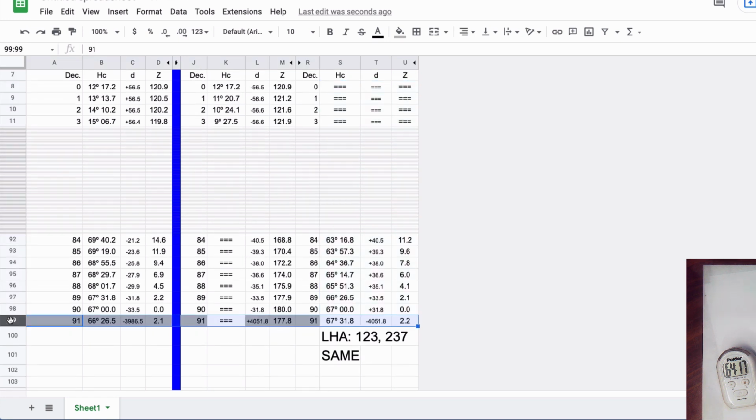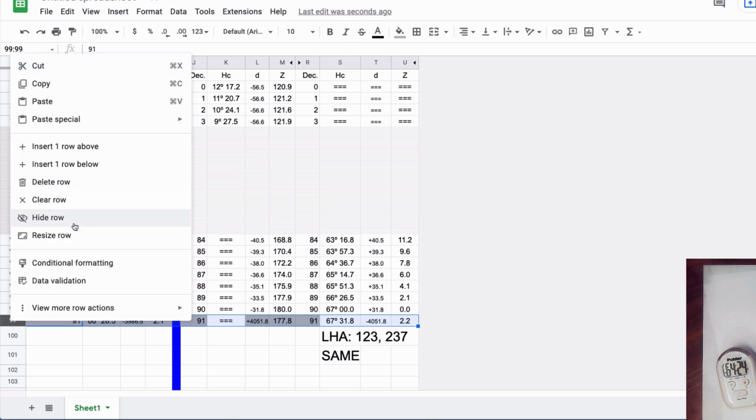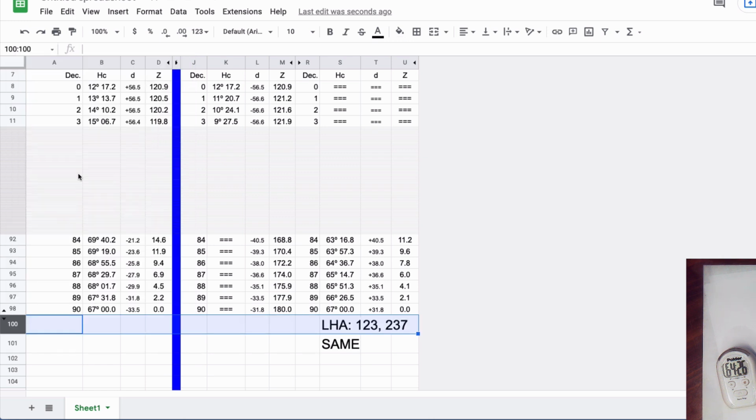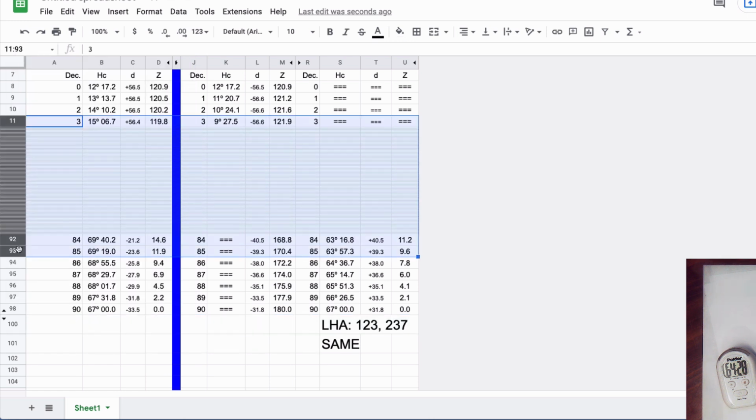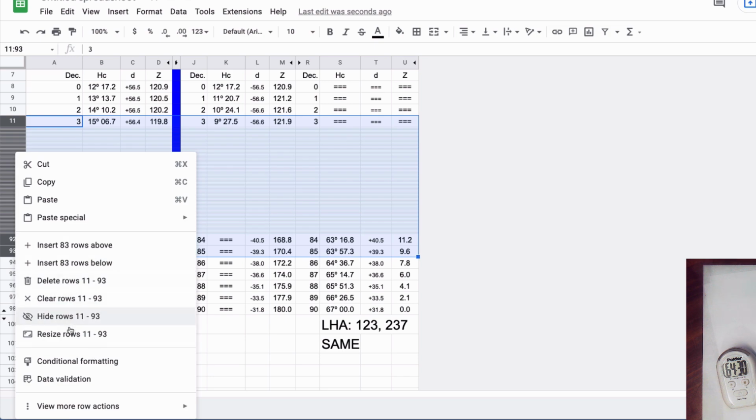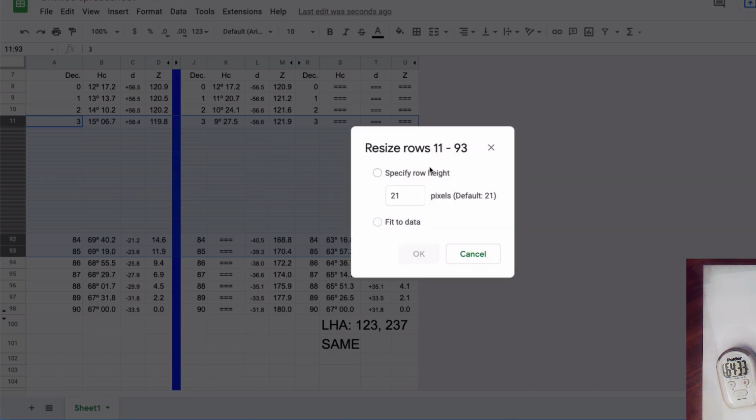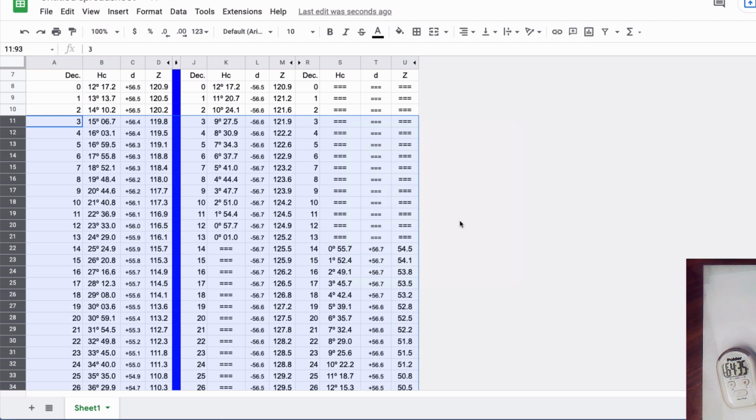Now we no longer need row 99 to be visible, so I'm going to hide that row. I do need to have it still be there. And we can now resize all these rows so that we can actually see our final spreadsheet.